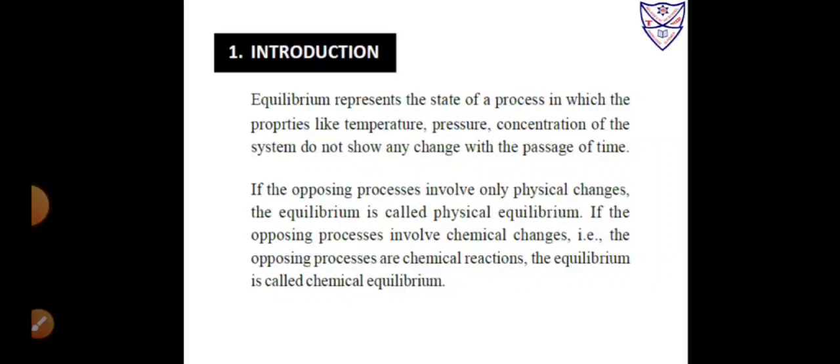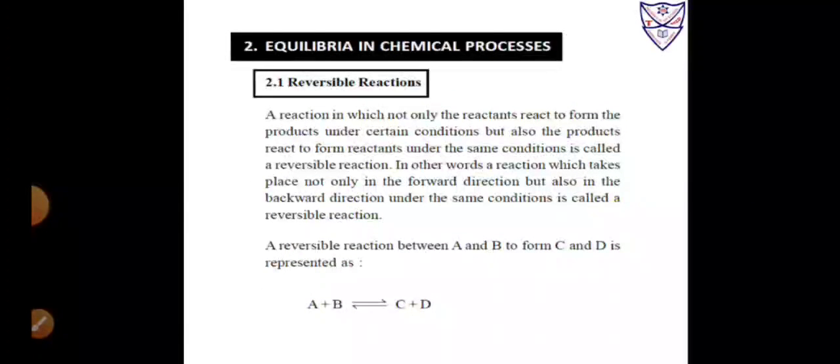So, if the opposing processes involve only physical changes, the equilibrium is called physical equilibrium. If the opposing processes involve chemical changes, that is, the opposing processes are chemical reactions, the equilibrium is called a chemical equilibrium. So, there are two different types of processes in a chemical reaction: a reversible process as well as irreversible reactions. Now, you know very well what a reversible reaction is.